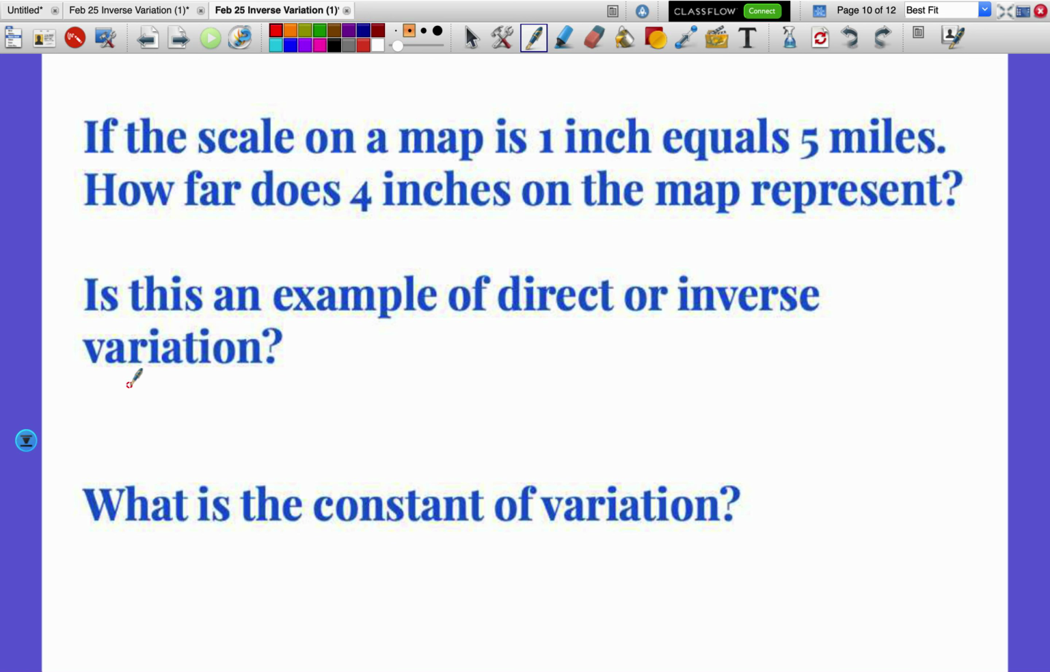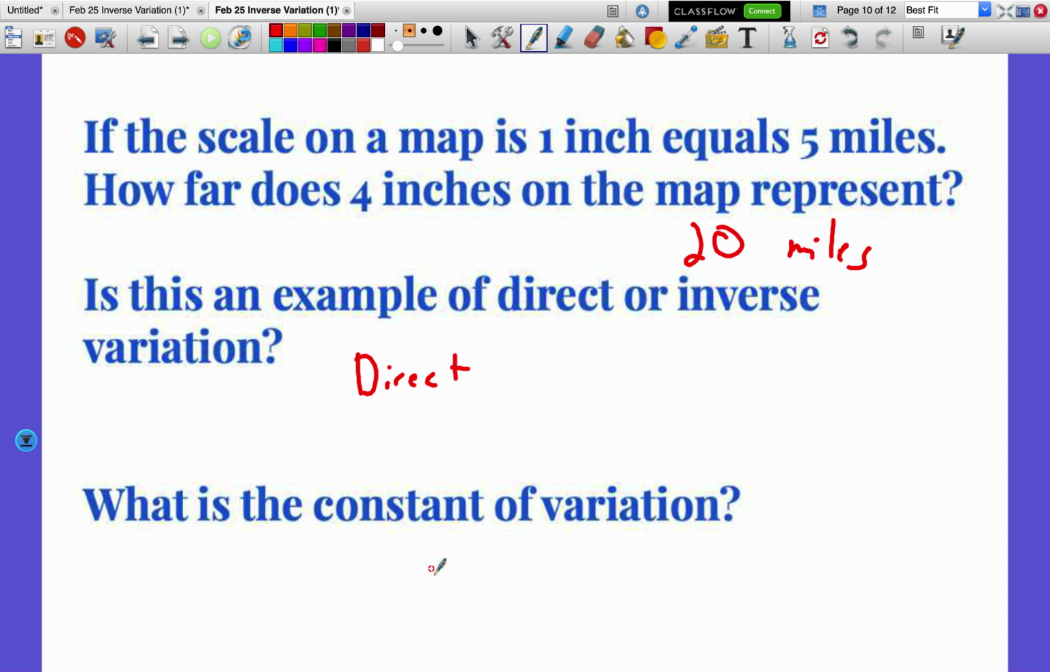All right. If the scale on a map is 1 inch equals 5 miles, how far does 4 inches on a map represent? Well, I think it's clear that this would be 20 miles, because 1 inch is 5, so 4 would be 20. Is this direct or inverse? This is direct. They were both going up by a constant amount.